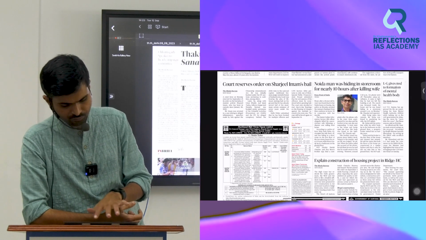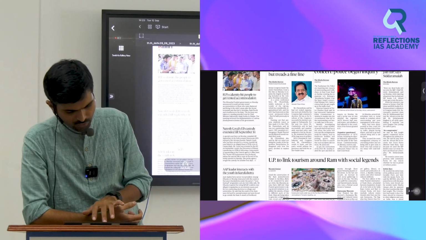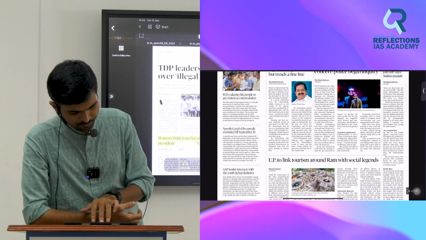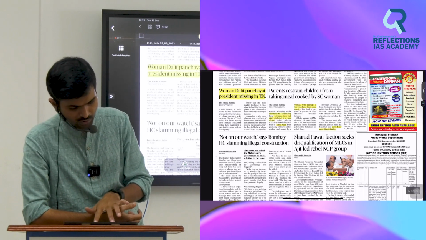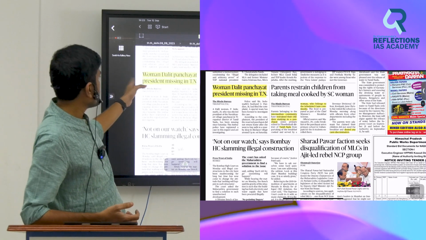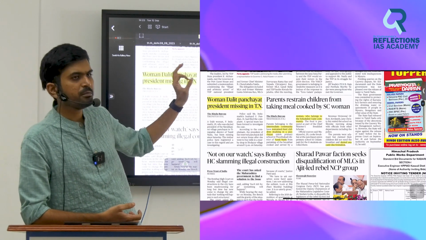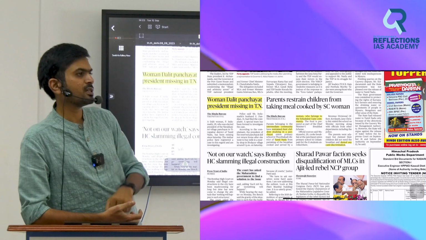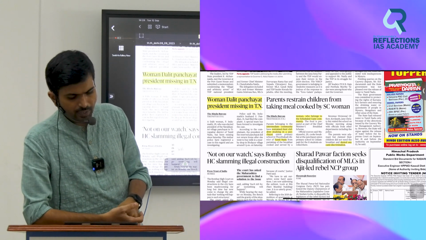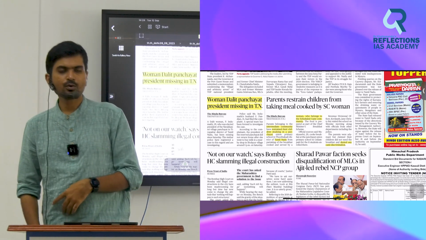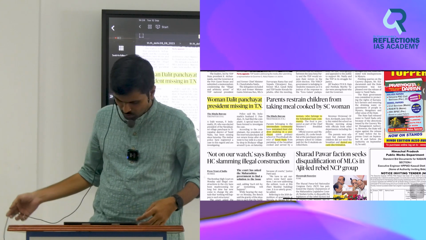Next, there is one more social issue related article. See, this one we don't know. The left side one, women Dalit Panchayat is missing in Tamil Nadu, we don't know, but the right one makes some sense. It can also be an ethics case study. Think about it. Parents restrain children from taking meals cooked by SC women.